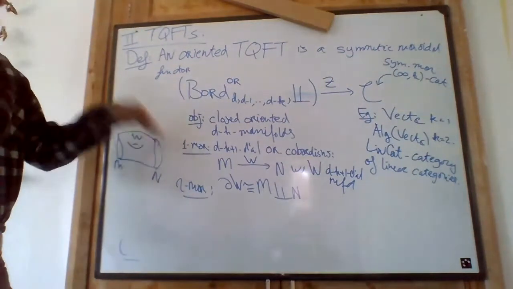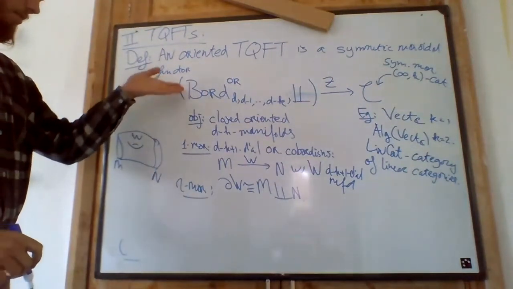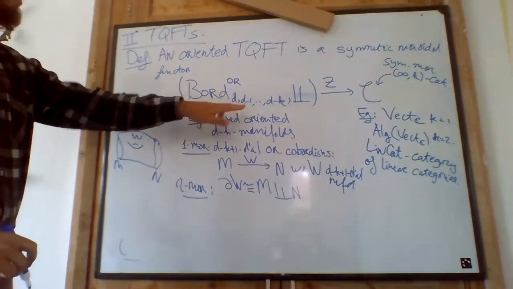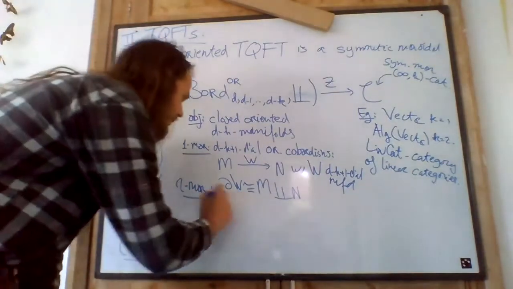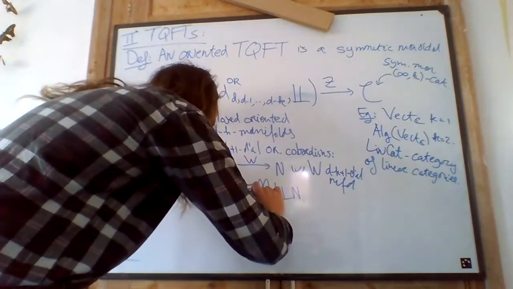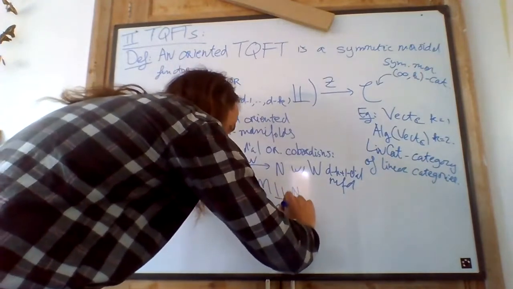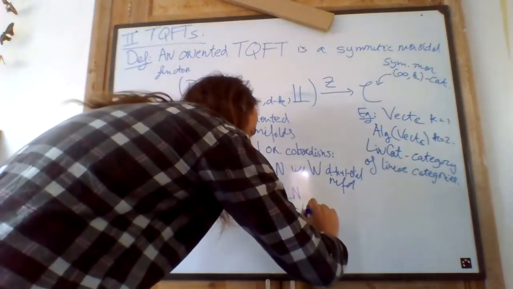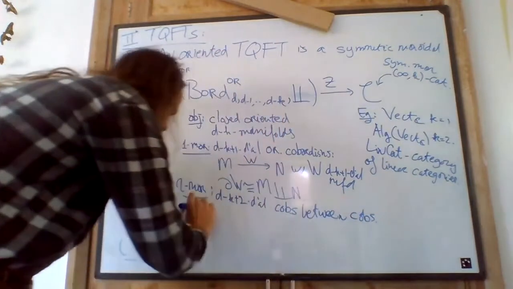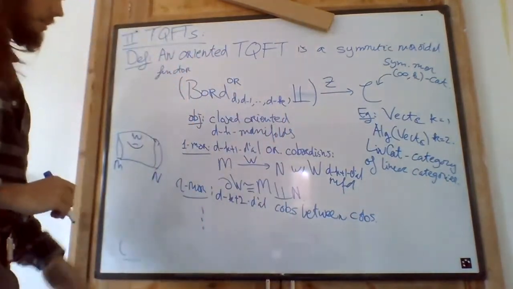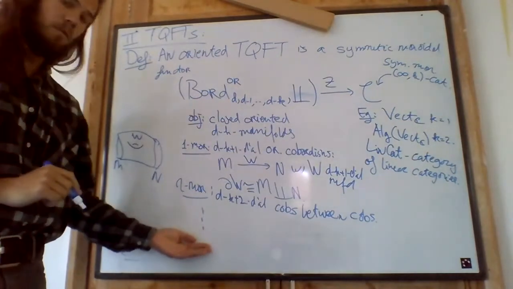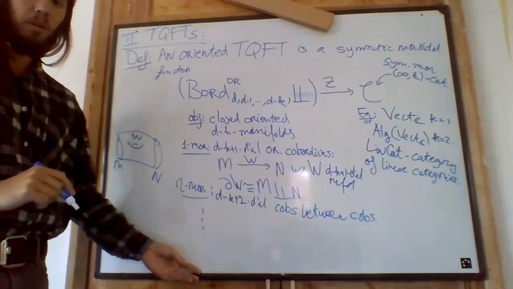Now, to get a K category or an infinity K category, you now just keep going. So you allow yourself D minus K plus two dimensional cobordisms between these cobordisms. And then you just keep going. And then finally, you make this into an infinity category by at the top level enriching.